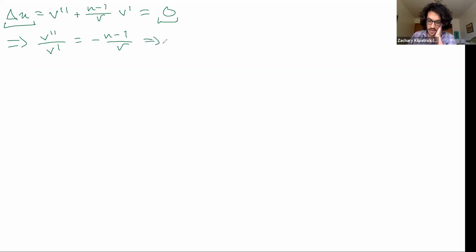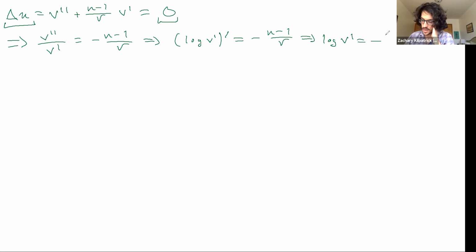Okay, so if I integrate this up, then I get the log of v prime differentiated, right, would give me this. This is equal to minus n minus 1 over r. If I integrate that equation up, I get the log of v prime is equal to minus n minus 1 log of r plus a constant, okay?